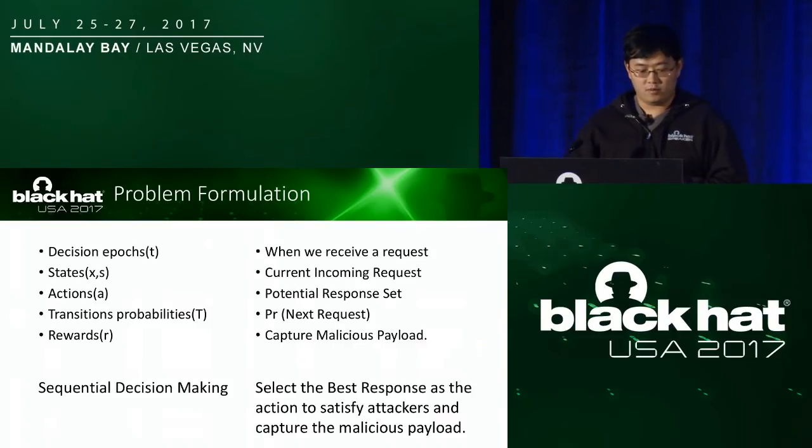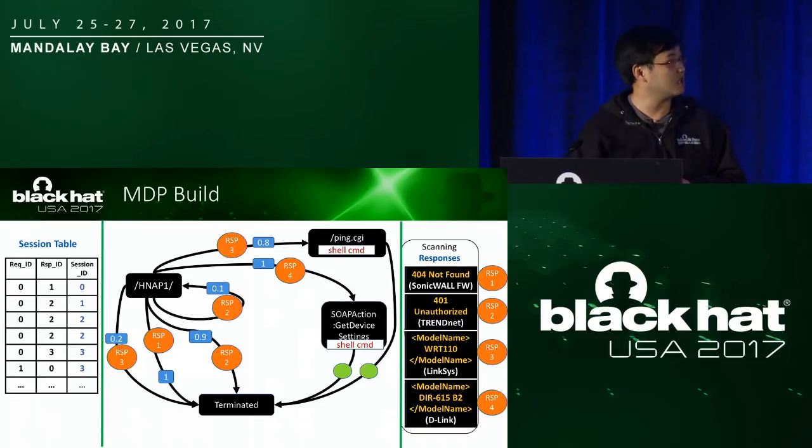Before we continue, we need to formalize the learning problem that we encounter in our scenario. There are several terminologies, and I don't want to introduce too many details. But in a typical learning problem we have states, actions, and transition probabilities, which we can map in our problem domain to the current incoming request, the potential response set, and the probability of the next request.